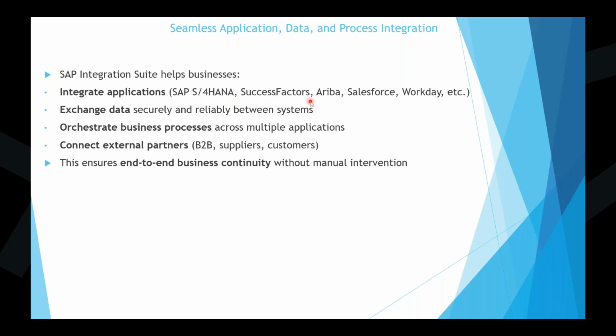Okay, now next, very important. Yes, I have different systems. I want to automate it. I want to send the data automatically. Then obviously security is going to play a very key role when exchanging the data, right? So exchange the data securely and reliably between systems.